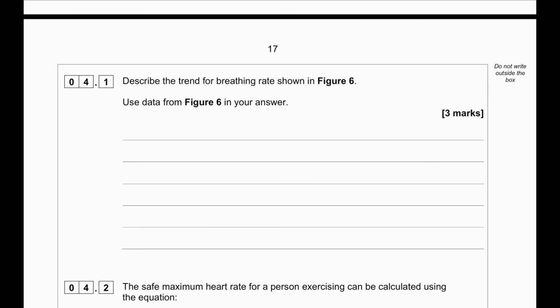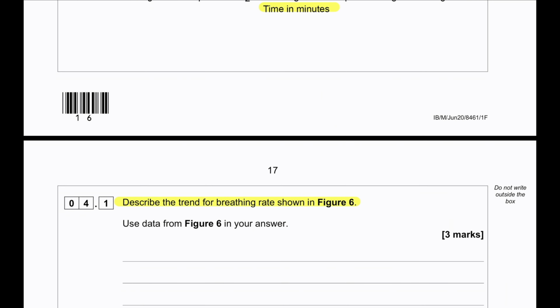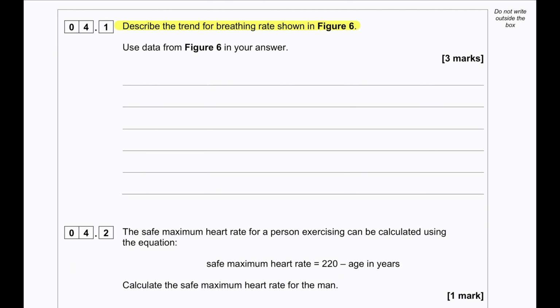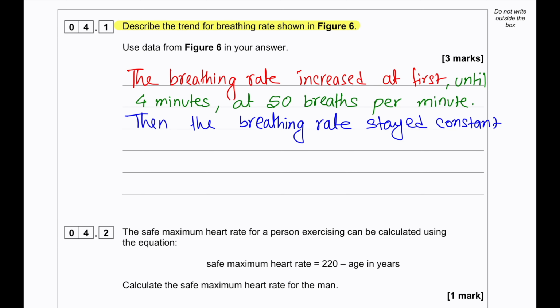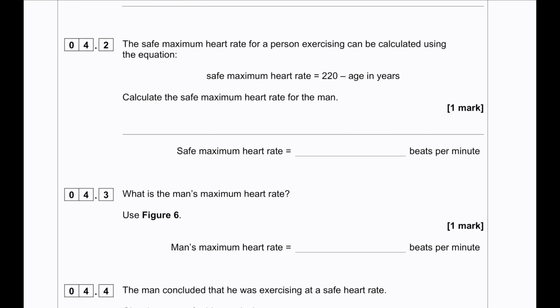Let's see. The question asks us to describe the trend for breathing rate shown in figure 6. Now when describing the trend for breathing rate, we can say that the breathing rate increased at first, until the 4th minute at 50 breaths per minute, and then stayed constant at 50 breaths per minute from the 4th minute onwards.